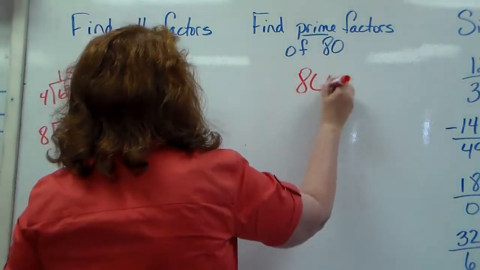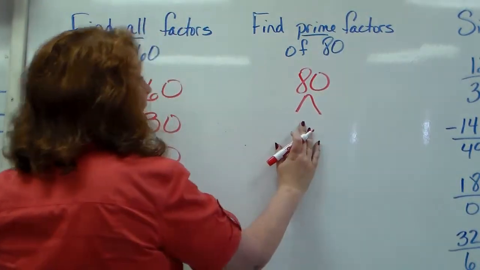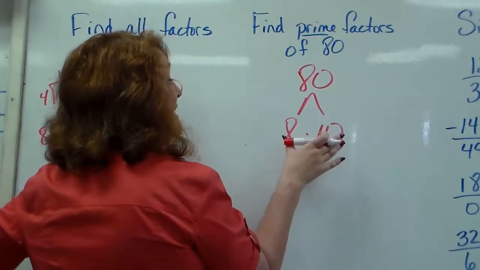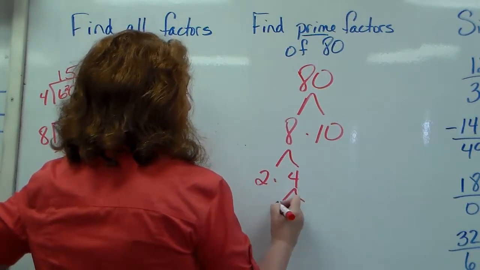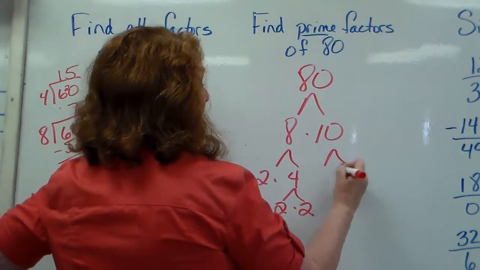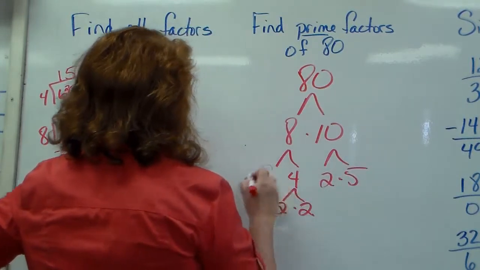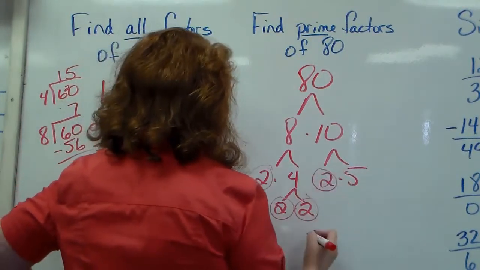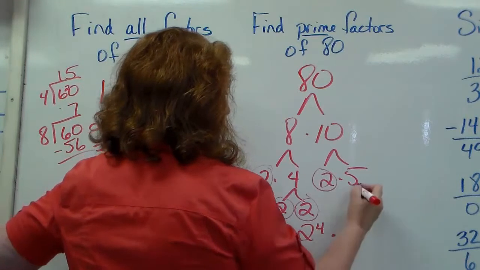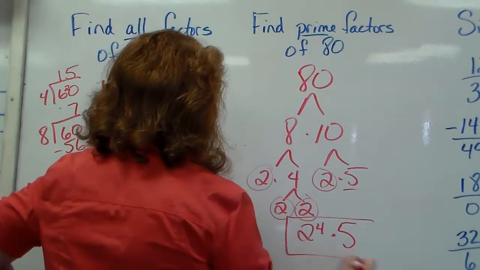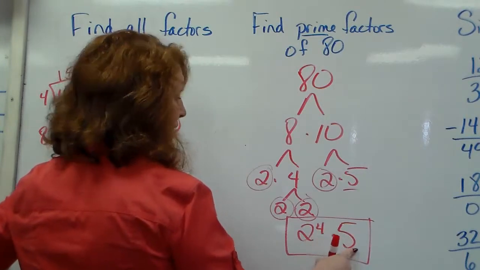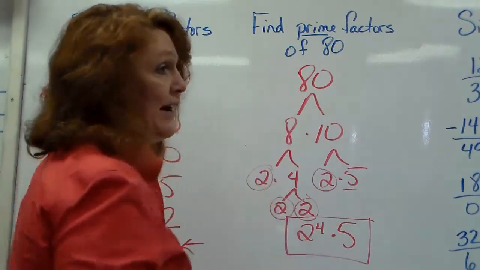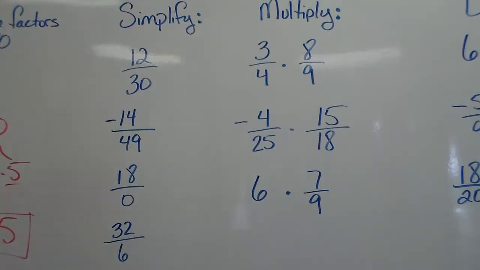So I'm going to start with 80 and I'm going to break it down. It doesn't matter how I break it down, and I'm going to continue to break these down because these are not prime. 8 is 2 times 4. 4 is 2 times 2. 10 is 2 times 5. So now I've got 1, 2, 3, 4: 2 to the 4th times 5. This is 80. 2 times 2 times 2 times 2 times 5 is 80. That's prime factors.